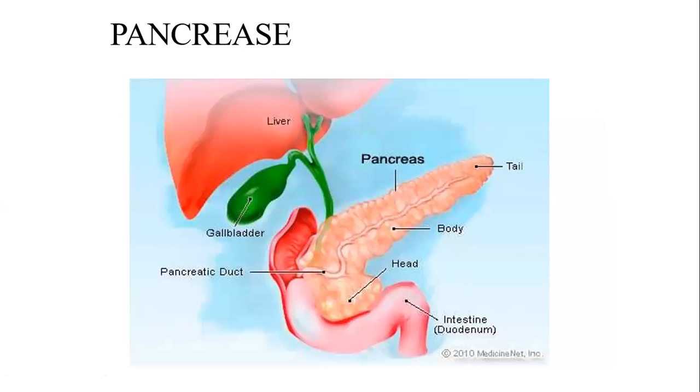Then the next endocrine gland is the pancreas. As we have said, the pancreas is a heterocrine gland, but the islets of Langerhans present in the pancreas act as an endocrine gland. The pancreas is an elongated gland, as you can see here, which is present behind the stomach in between the two arms of the duodenum, and it functions both as a digestive as well as an endocrine gland.